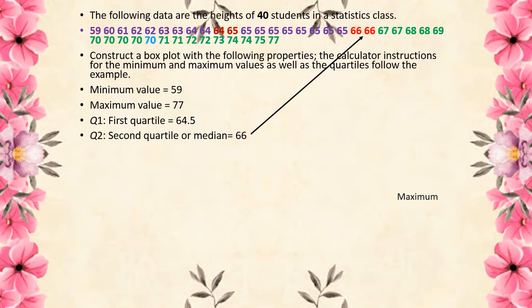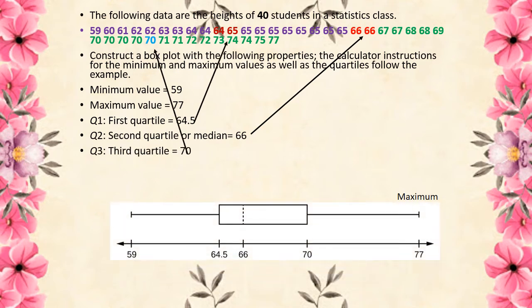And the first quartile is 64.5. How is it calculated? After finding the median, we have to separate into two halves. From the first half we have to find the median. Likewise, the third quartile is in the second half. After finding the median, in the second half also we have to find the median value, that is the third quartile.